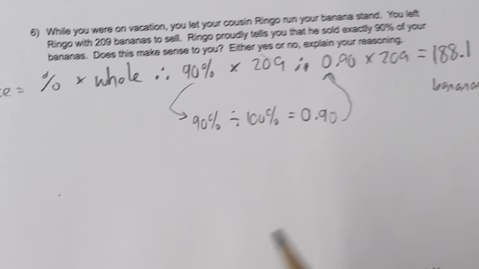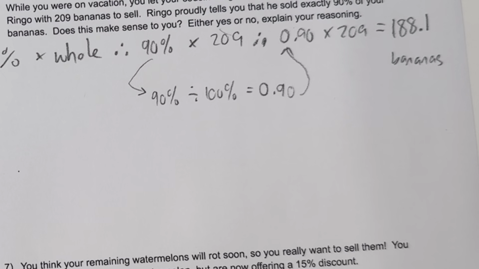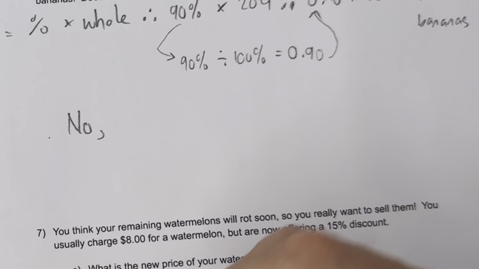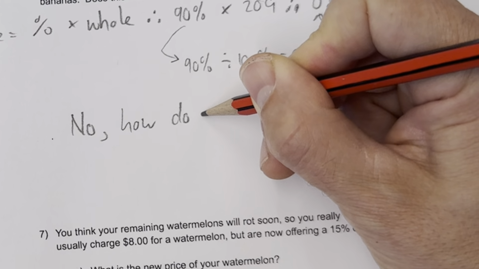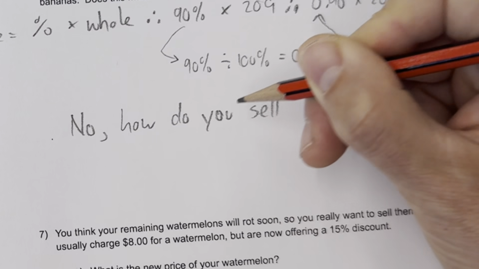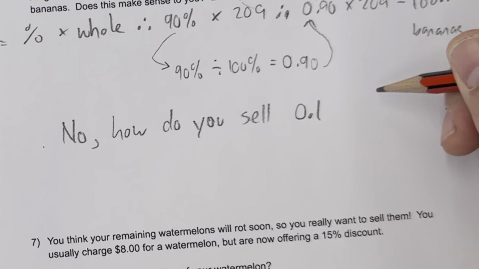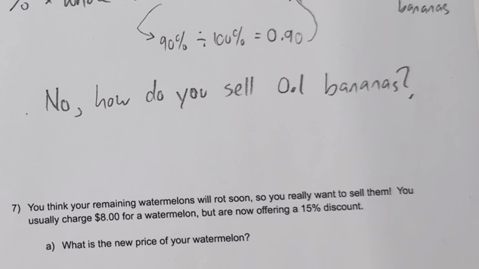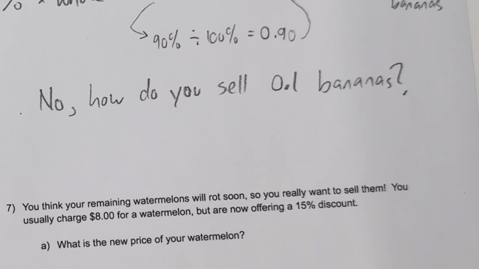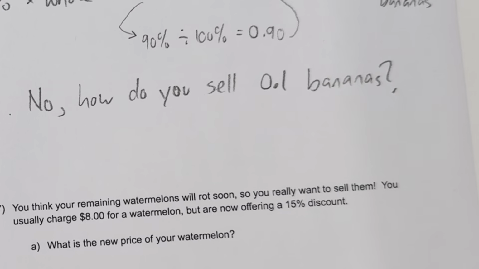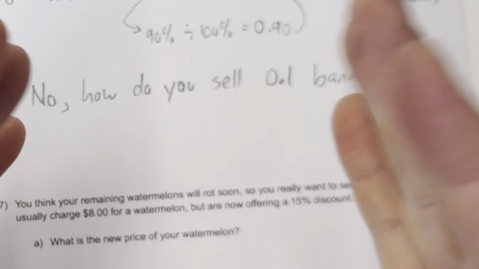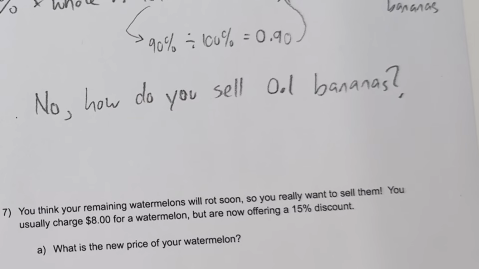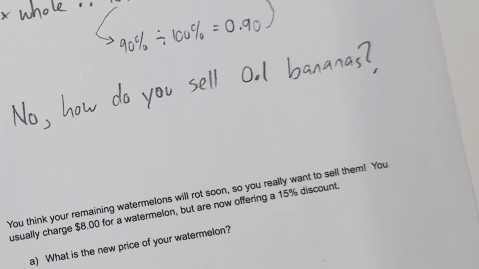And so the question, does this make sense to you? I'm gonna have to say, no, not really, right? Because how do you sell 0.1 bananas? Yeah, Ringo's got some explaining to do. Either Ringo made a math error, or Ringo has been selling little pieces of banana, which is, in my experience, not how people like to buy bananas. But hey, who knows? The world's a big place. But anyway, I would ask the question, Ringo, tell me more about this 0.1 banana.